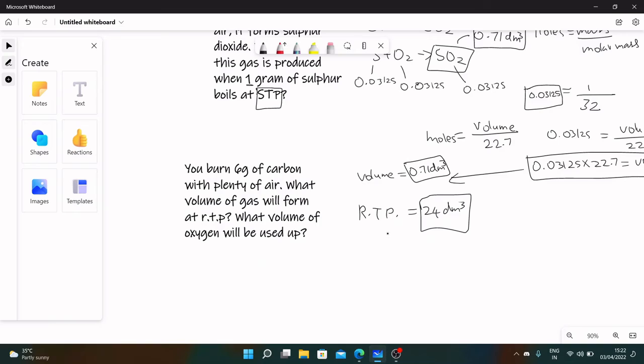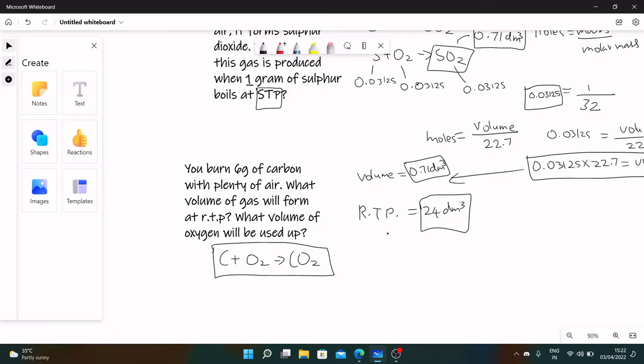So first we'll have to create a balanced equation. And one important thing to notice over here is that it says burns with plenty of air. When it says burns with plenty of air, it means it will form carbon dioxide. If it burns with a little bit of air, it means it's forming carbon monoxide. So over here we'll write C plus O2 giving us CO2. This equation is balanced. Oxygen is present as a diatomic molecule.